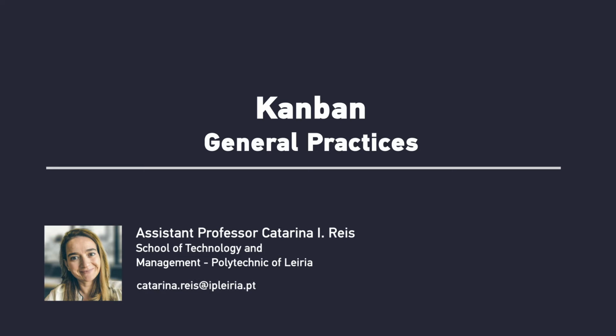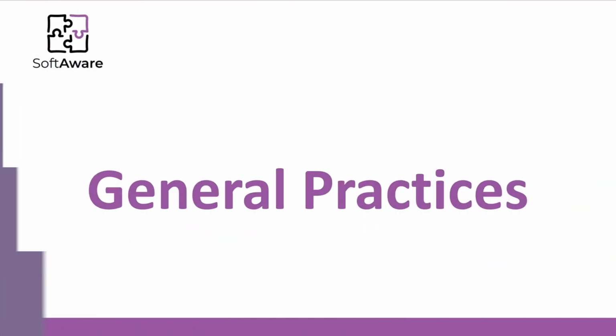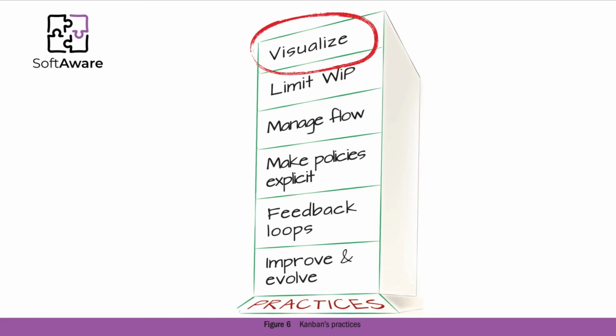Now let's look at the general practices. Kanban establishes the following practices: visualize, limit work in progress, manage flow, make policies explicit, feedback loops, and improve and evolve. Starting with the visualize practice, one of the mandatory aspects of using Kanban is to have a Kanban board.